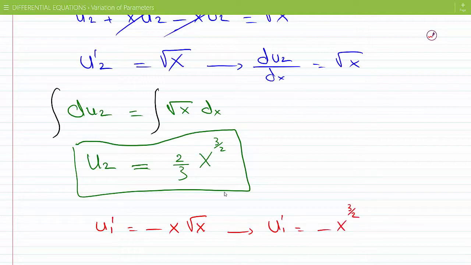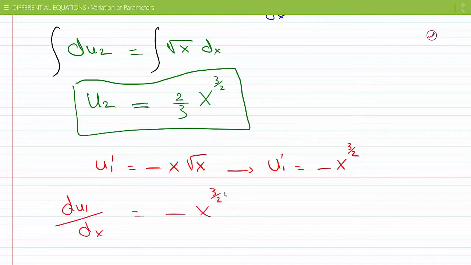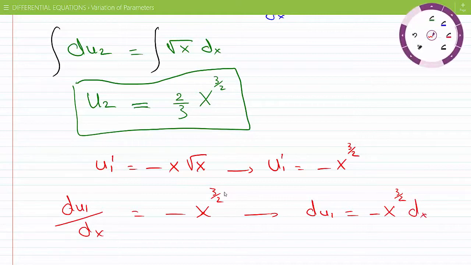So now we just have to do the same thing. So this means du1 over dx equals minus x to the 3 halves, no? Multiply the dx on the right hand side. So we get du1 equals minus x to the 3 halves dx. And now all we have to do is what? Integrate both sides.